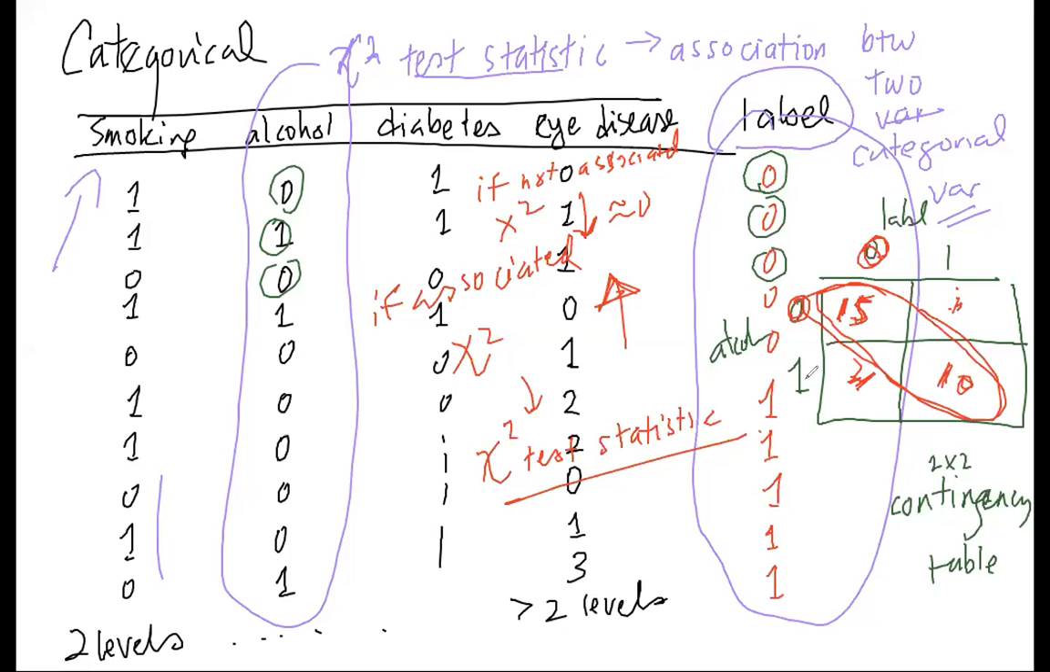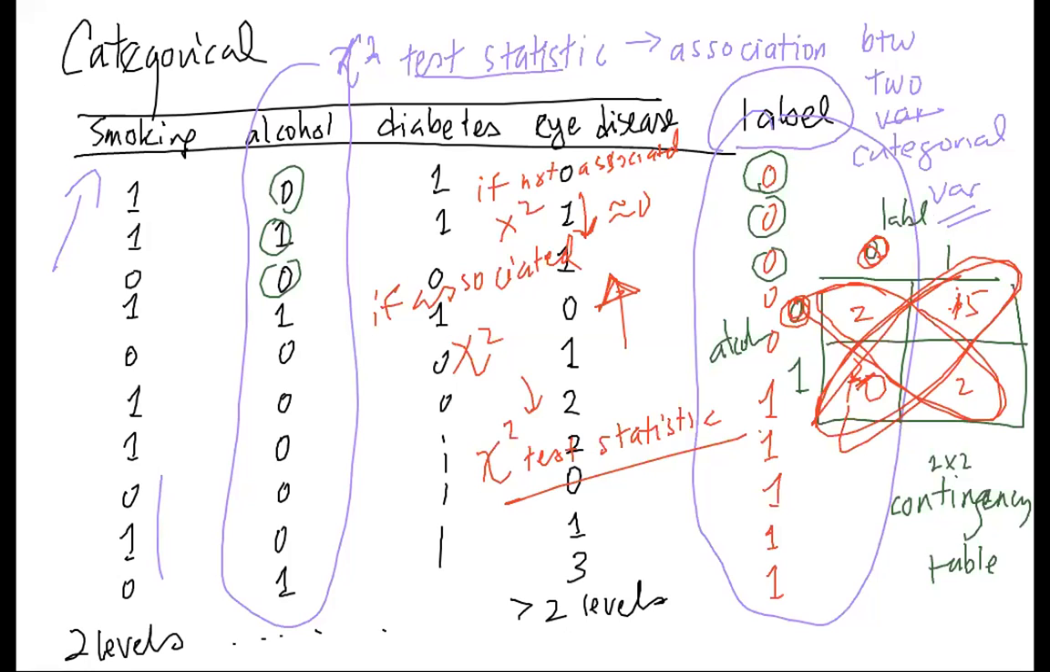Of course, the pattern could go the other way. For example, it may be reversed, so maybe this is small, maybe 2, this is 2, this is 15, and this is 10. So it's reversed in this direction. This is also association, whereby when the alcohol is 0, the label is 1, and when the alcohol is 1, the label is 0. This is also an association in a different direction.